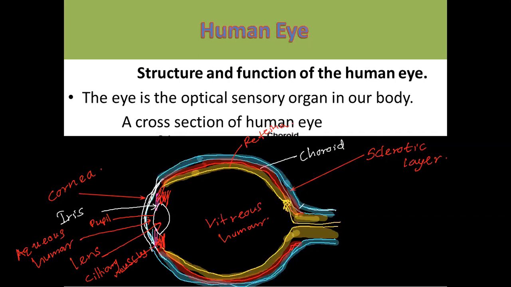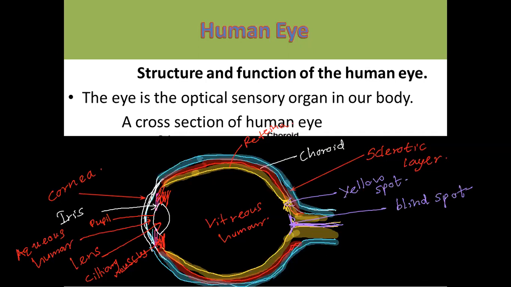And here, this part is carrying nerves to our brain. That is called the blind spot. Normally images form here. This is the yellow spot. Yellow spot.